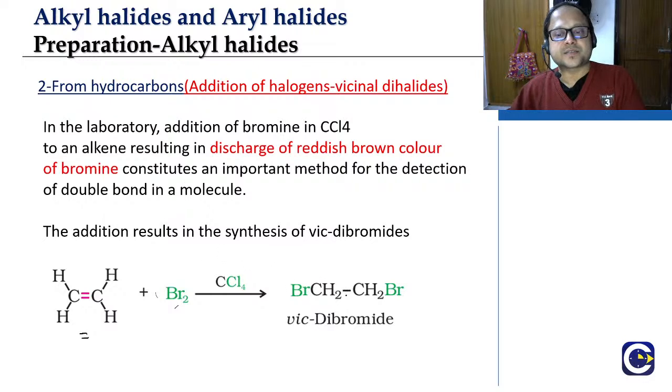Now you can see that since both the carbons are adjacent to each other, as we discussed in the last class, such a dihalide is called vicinal. Had both the additions been on the same carbon, then it would have been geminal.